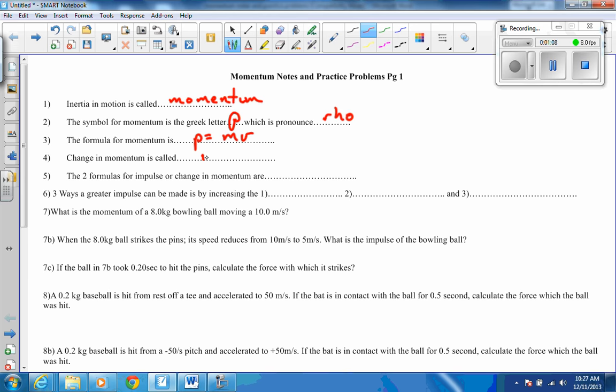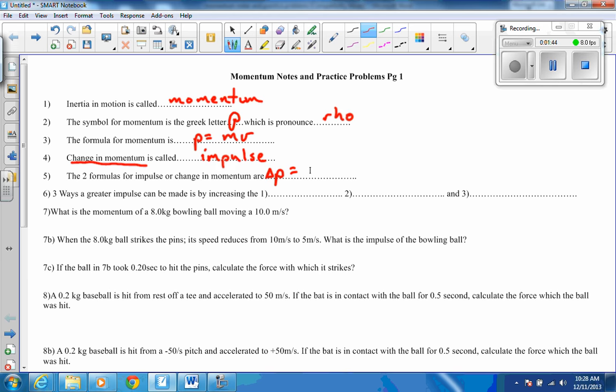Change in momentum is called impulse. And that's usually what we're wanting to deal with when you're talking about sports, like hitting a home run or kicking a ball a long way. You want to give a ball a very big change in momentum. Now, there's 2 formulas for impulse. First of all, impulse would be delta rho, because rho stands for momentum, delta means change, and since impulse is change in momentum, I'm going to use delta rho for the formula of it.